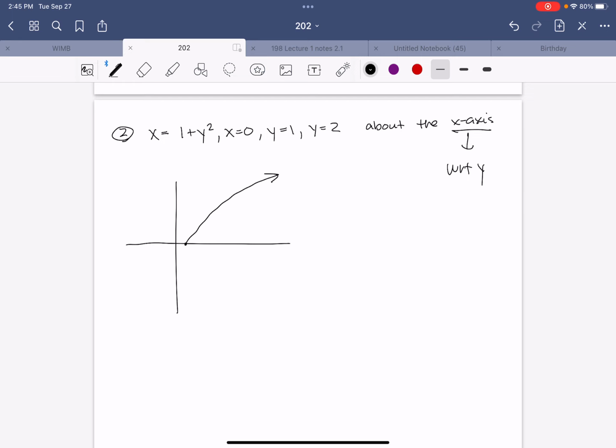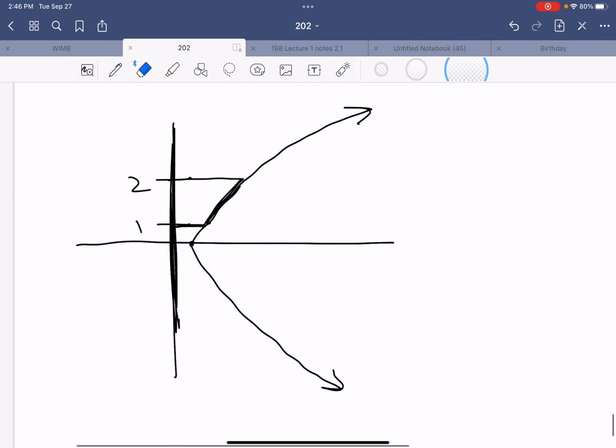So when I plug in y equals 0, we get x equals 1, and we get this parabola. We've got the function x equals 0, which is this line here. And we're cutting this at y equals 1 and at y equals 2. So we're looking at this region right here, being revolved around the y-axis.